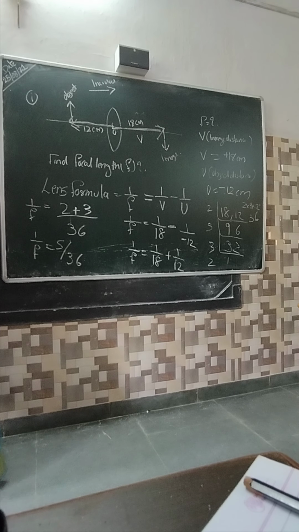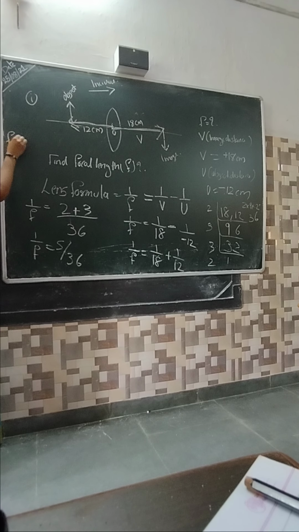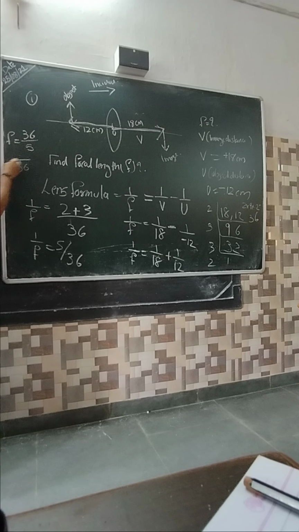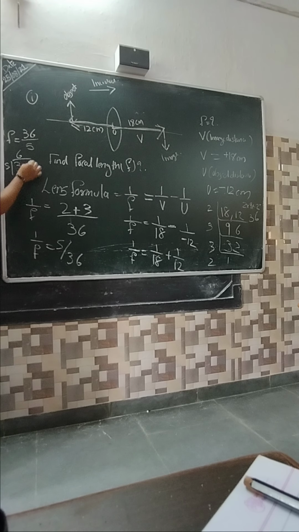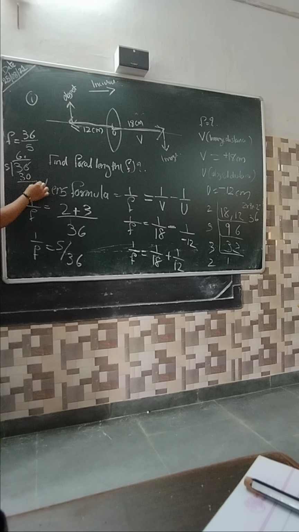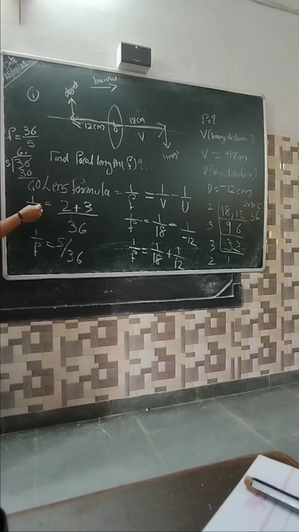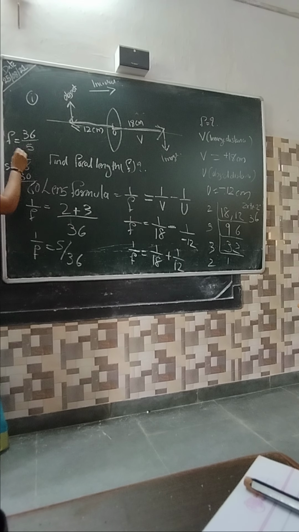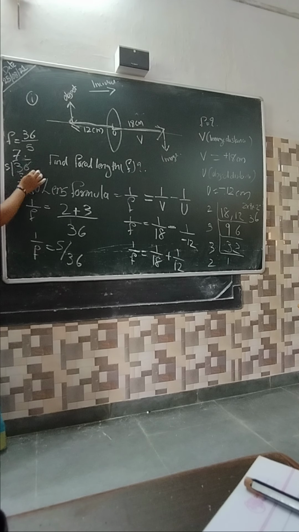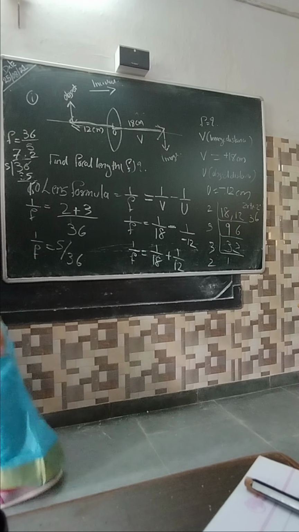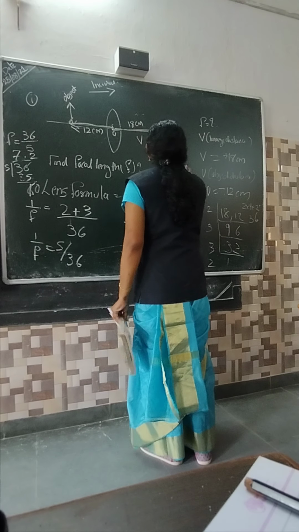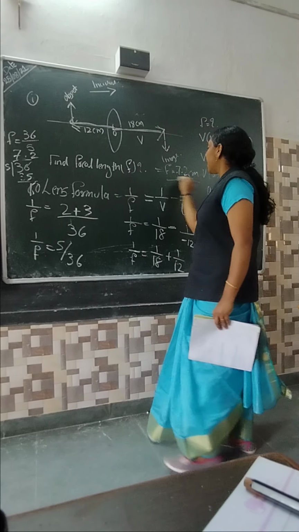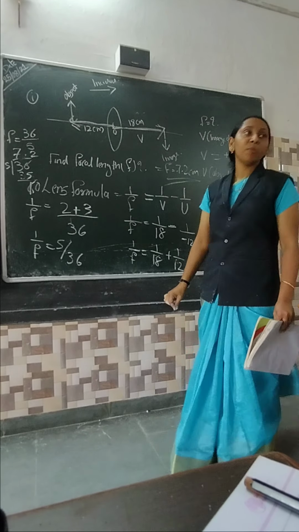What do you want? You want f, right? So f equal to 36 divided by 5. So 36 divided by 5 is 7.2 centimeter. That is your answer. Numerical is clear? Yes. With this method you can do any numerical.